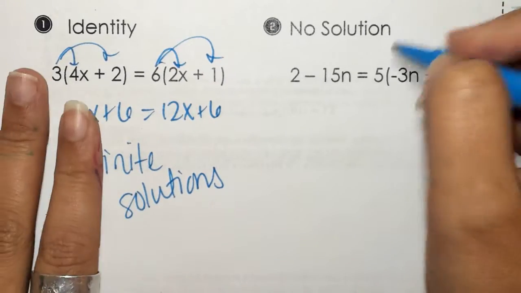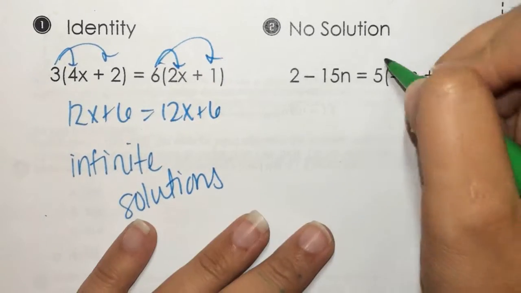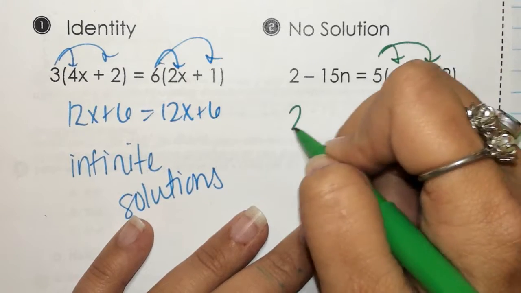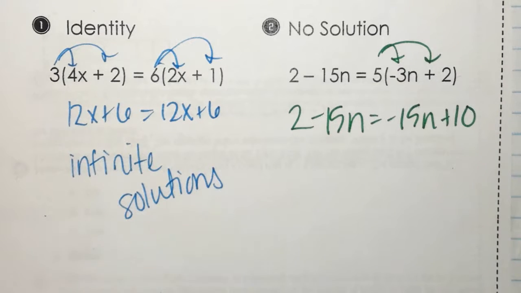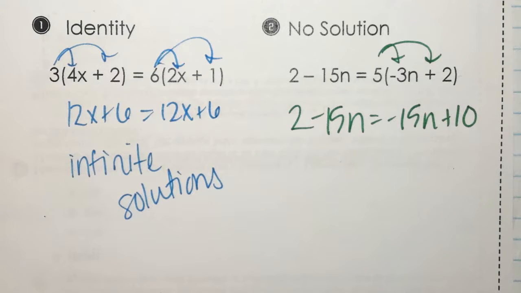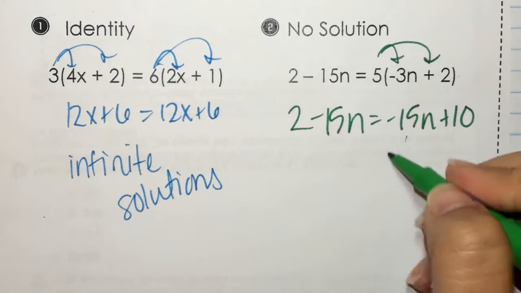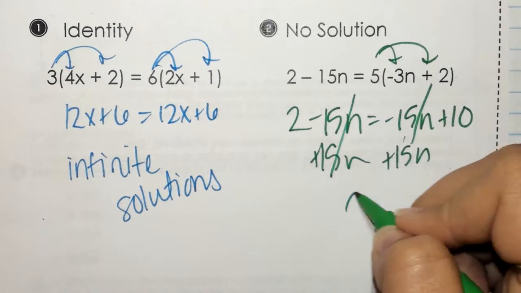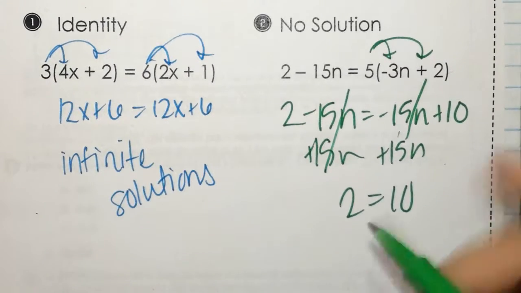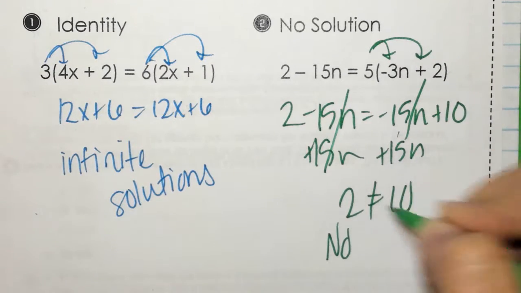Now let's prove why nothing works. Because if you plug in the number, it's not going to work. They cross each other out. So we have negative 15n. Alright, so from here we would add 15n to both sides. And they cancel out on both sides, so you have 10 equals 10. Is that a true statement? No. So that's why it's no solution.